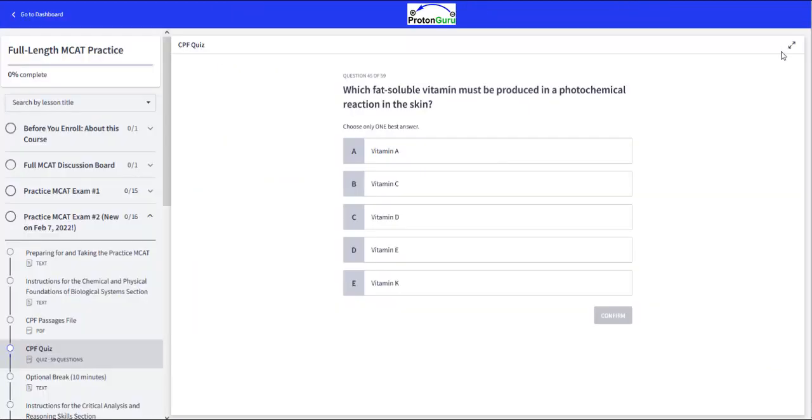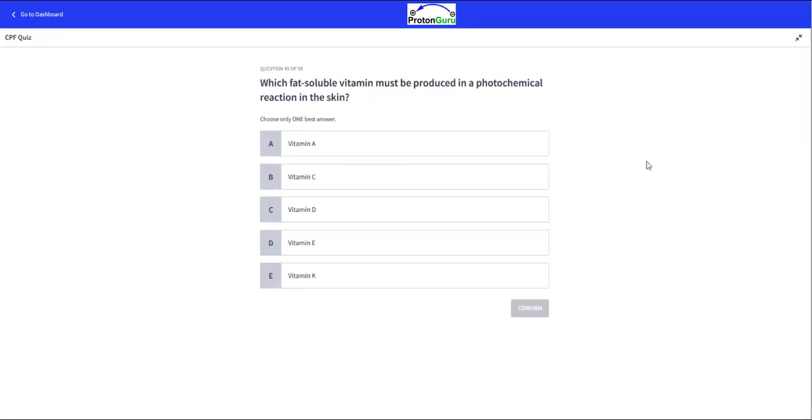That was the final question associated with a passage, and again, this little sidebar will come up. You can close that so you can just see the quiz. You won't need to refer to passages to answer the rest of these questions. Which fat-soluble vitamin must be produced by photochemical reaction in the skin? This is just sort of a memorization of what you've learned about the different vitamins. Vitamin D is the one that you need to have sunlight to produce in your own body.